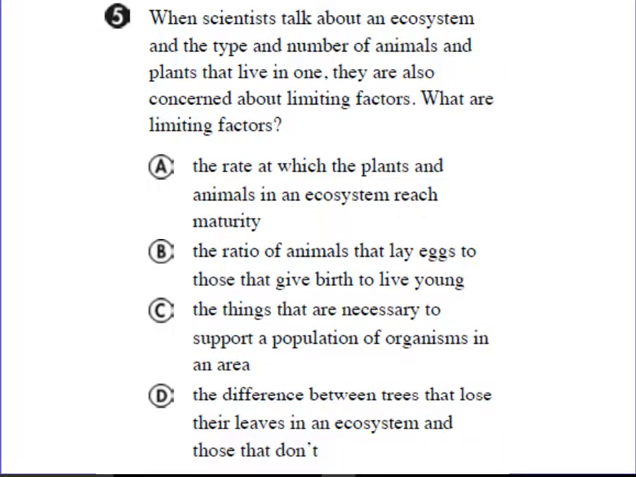Question 5. When scientists talk about an ecosystem and the types and numbers of animals and plants that live in one, they are also concerned about limiting factors. What are the limiting factors? The rate at which a plant and animal in the ecosystem reach maturity, the ratio of animals that lay eggs to those who give birth to live young, the things that are necessary to support a population of an organism in an area, the difference between trees that lose their leaves in an ecosystem and those that don't.